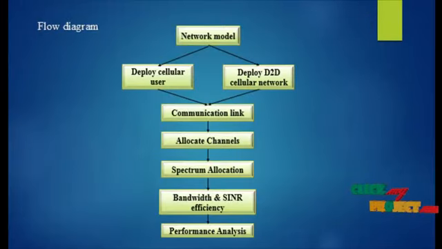Let us discuss the flow diagram of the project. This is the overall flow diagram. In this flow diagram, first of all, we implement the network model. In the network model, we deploy the cellular users and then deploy the D2D cellular network, that is the device-to-device cellular network, connected by the communication link between the user and the device. Then the channels are allocated, and then we calculate the spectrum allocation. Finally, we calculate the bandwidth and SIR efficiency, and finally the overall performance analysis. So this is the process of the flow diagram.